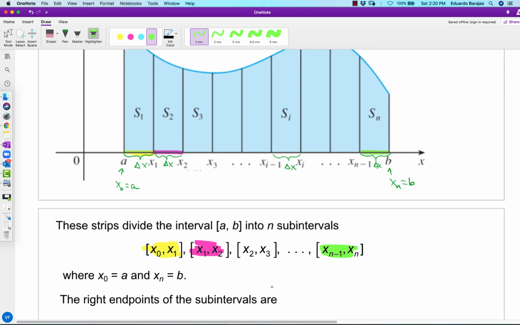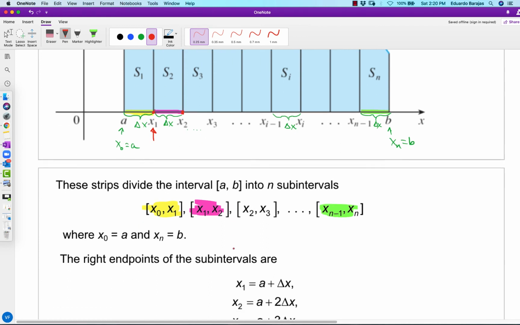Okay. So if we're going to be using the right endpoints rule to create our rectangles, then that means that the very first rectangle is going to have a height determined by evaluating our function at x sub 1. Right? The height of the first rectangle is determined by evaluating our function at x sub 1 using the right endpoint rule. The second rectangle is going to have a height determined by x sub 2, and so on and so forth.